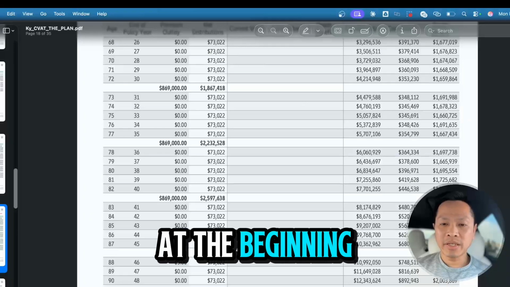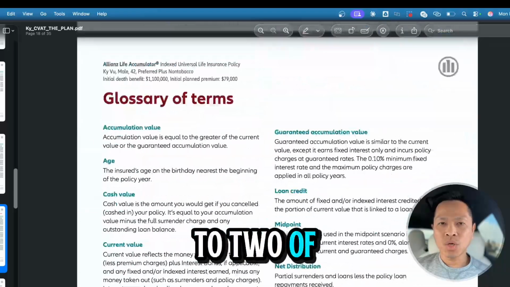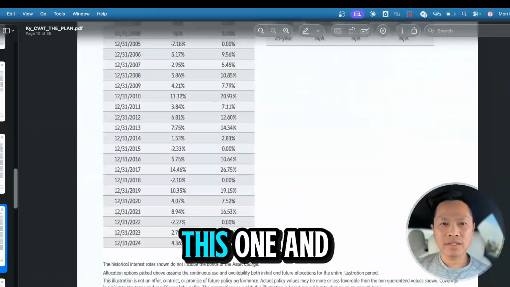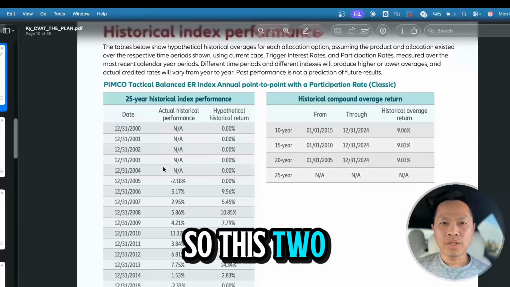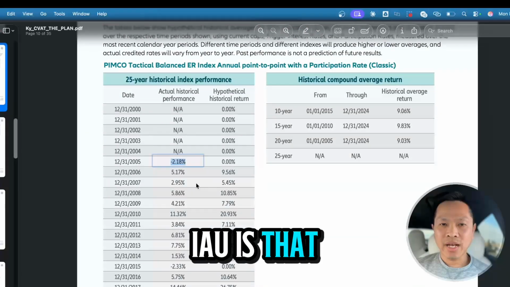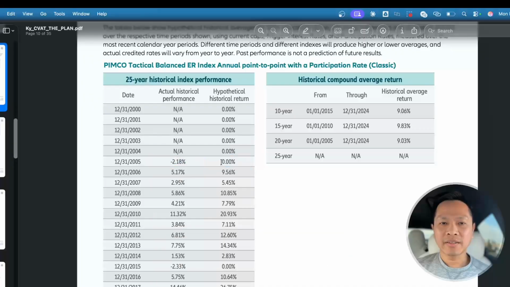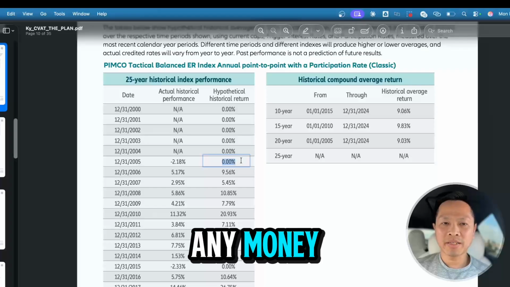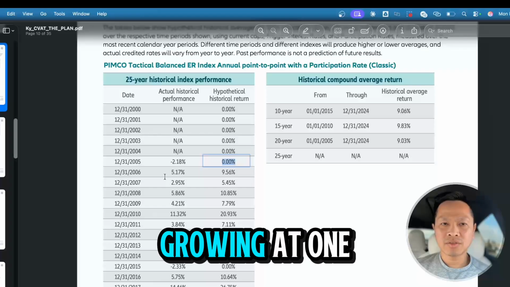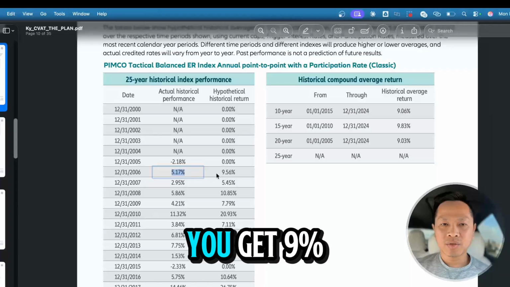And at the beginning, I showed you that I have allocated to two of the indexes. So here are the two indexes, this one and this one. As you can see, one of the best features about IUL is that if the market is negative, you just don't gain anything. You don't lose any money and you don't gain any money. So this index, I think, is growing at 190%. So if the index is doing like 5%, you get 9% something.